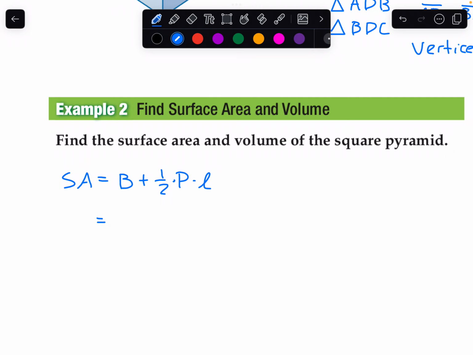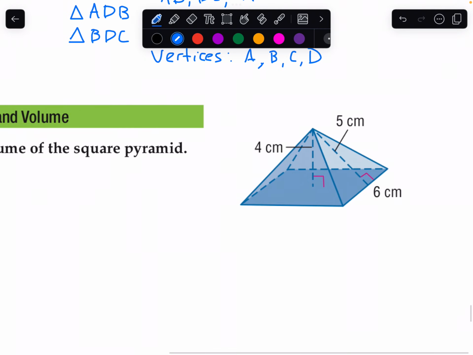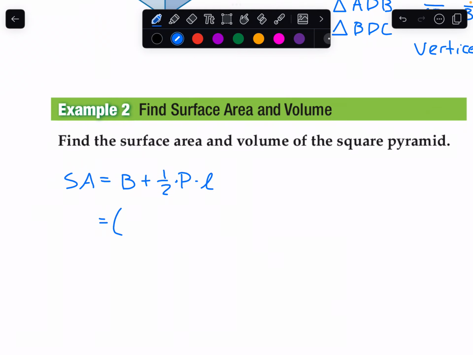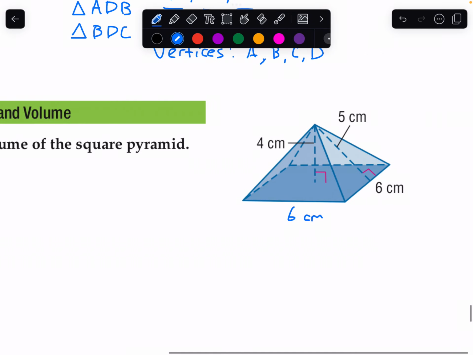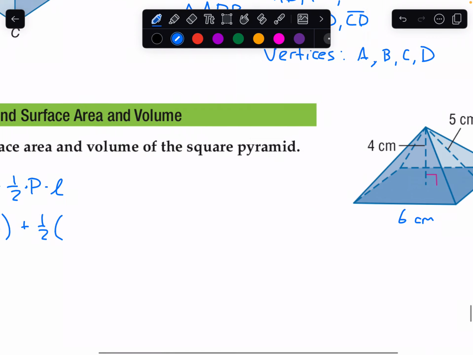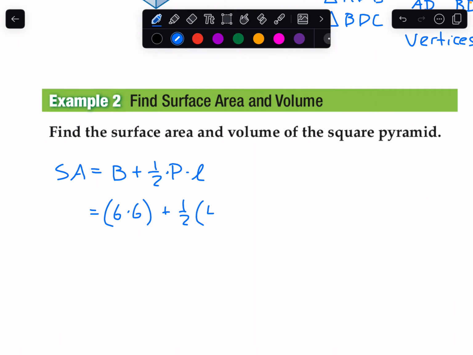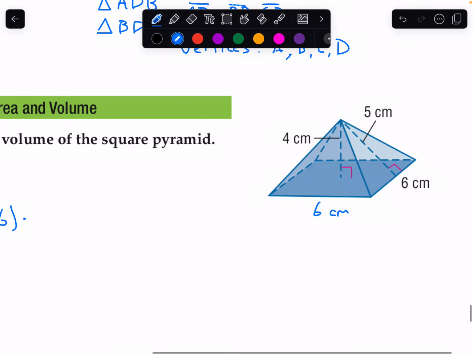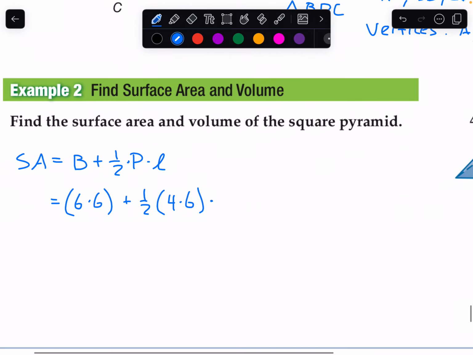Okay, which in this case, the base itself is a square, 6 centimeters on a side. Area of a square is found by side length squared, so 6 times 6. The perimeter of the base, being a square, is going to be 4 sides of 6 centimeters long, so 4 times 6 for the perimeter there. And the slant height is 5.